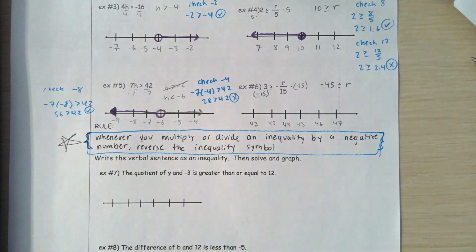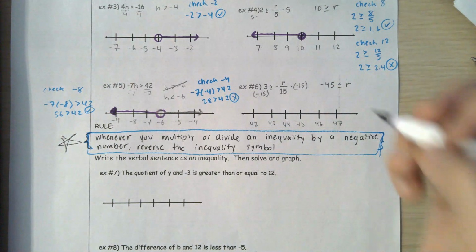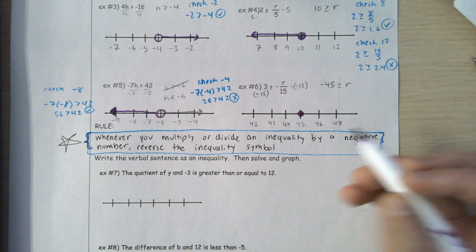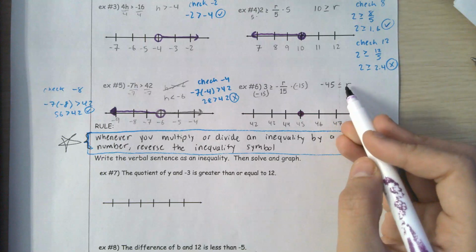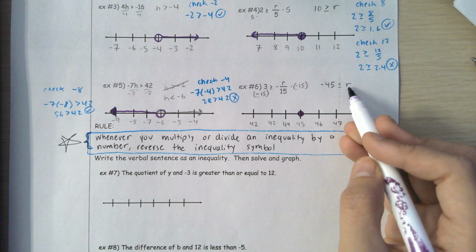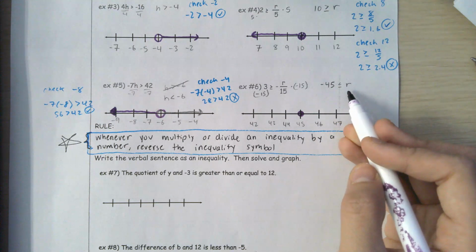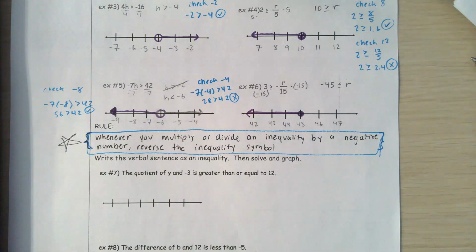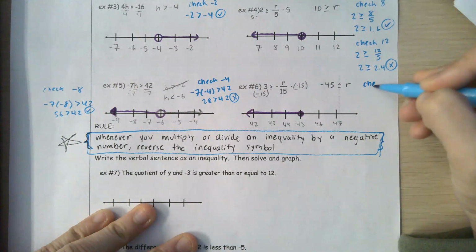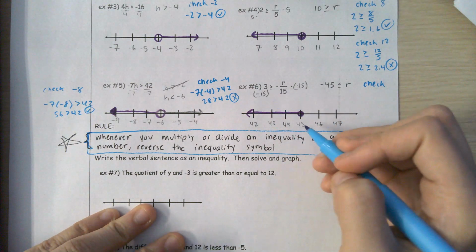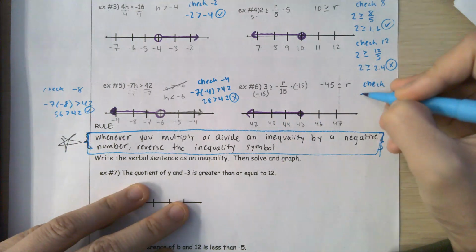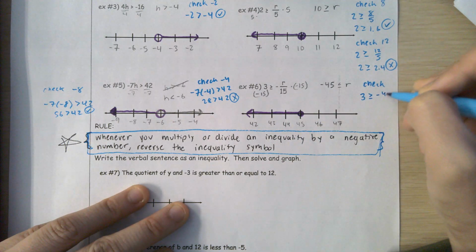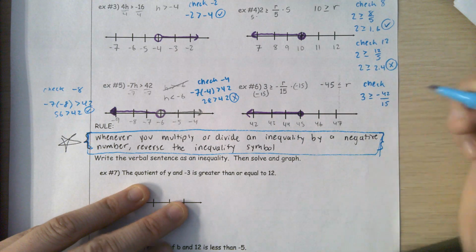And we have our filled in circle. And we're saying that -45 is less than or equal to r. So r is the bigger thing, right? The mouth is eating the bigger number. So it's going to be this way. And then let's check. When we check, we go back to the original equation before we flip the sign. So let's check 42, 3 is less than or equal to -42 over 15.